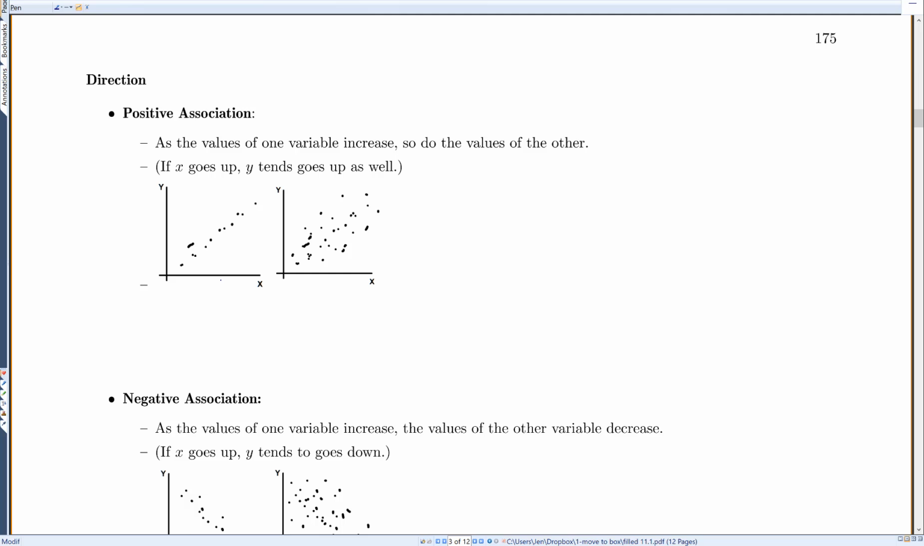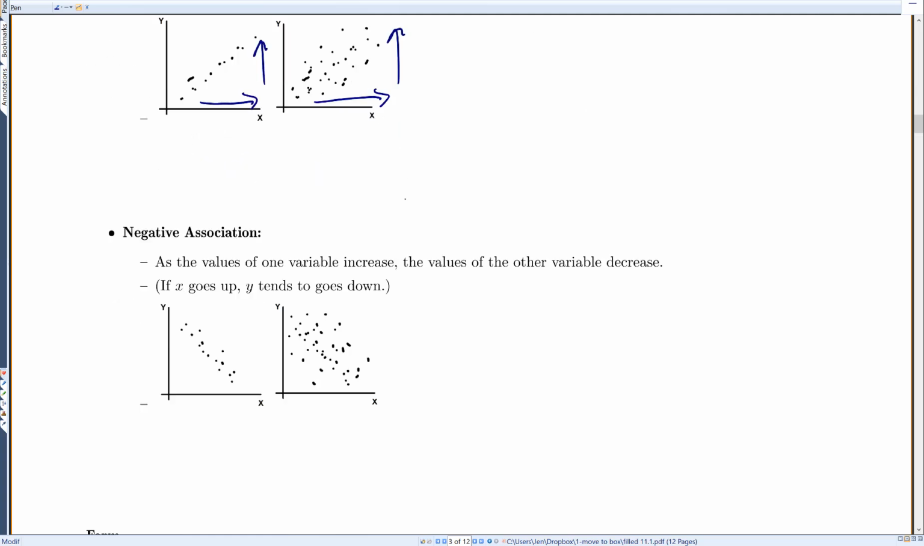Then we look at direction. You can either have a positive direction or a negative direction. A positive, we're going to call it an association. It's like a relationship. It means that as the values of one variable increase, so do the values of the other. So if x goes up, then y seems to also go up. X goes up, y goes up. It doesn't matter how strong it is, it's just the direction of the line. We seem to be going up. So x is going up, y is going up.